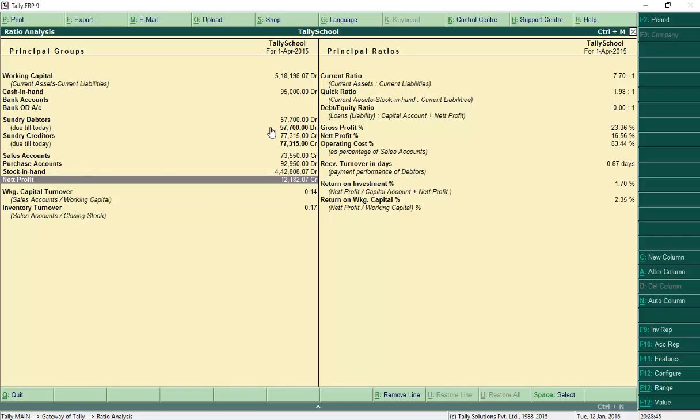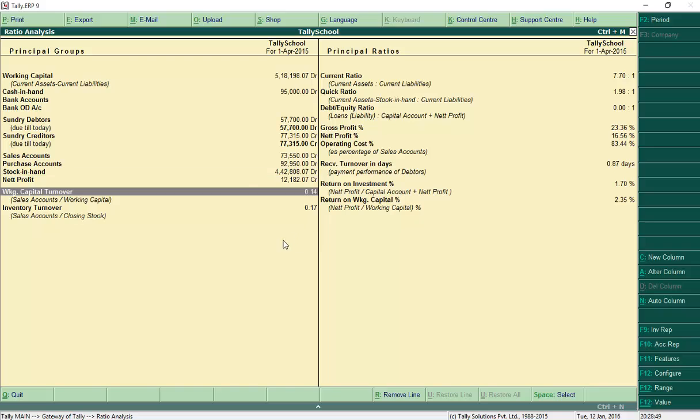So these are the basic business information at one place. Now working capital turnover, it means sales accounts upon working capital. So how working capital is turned over.